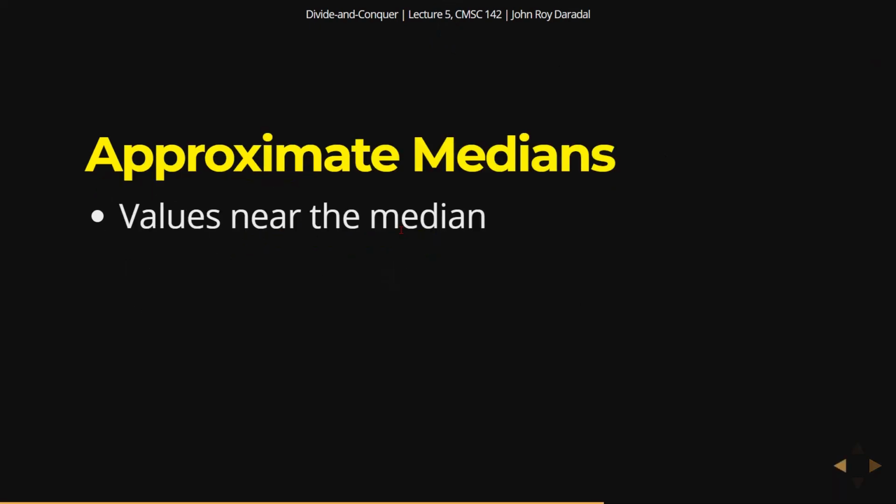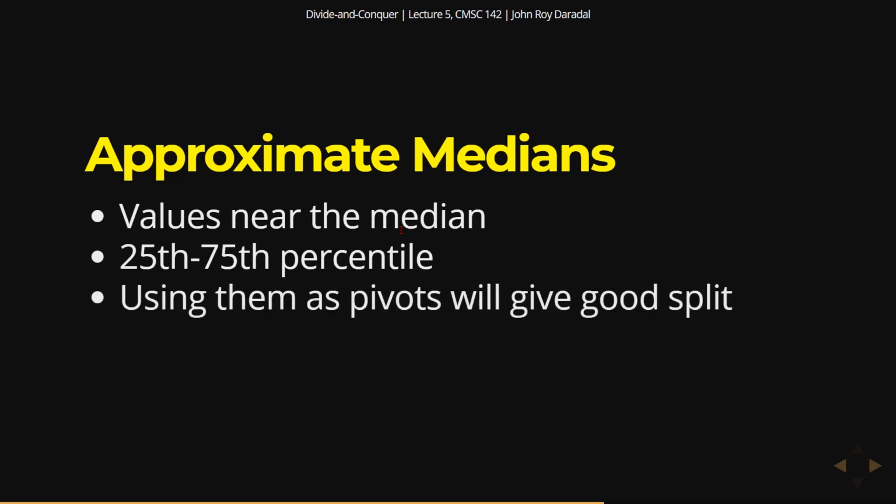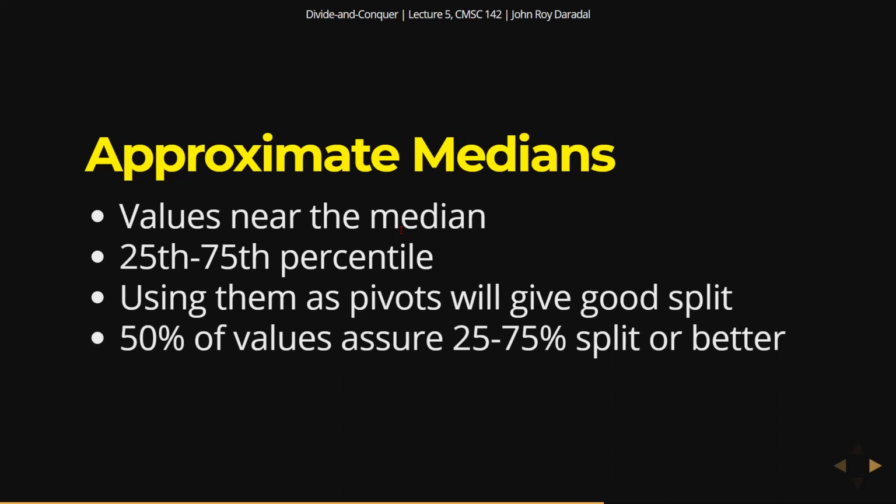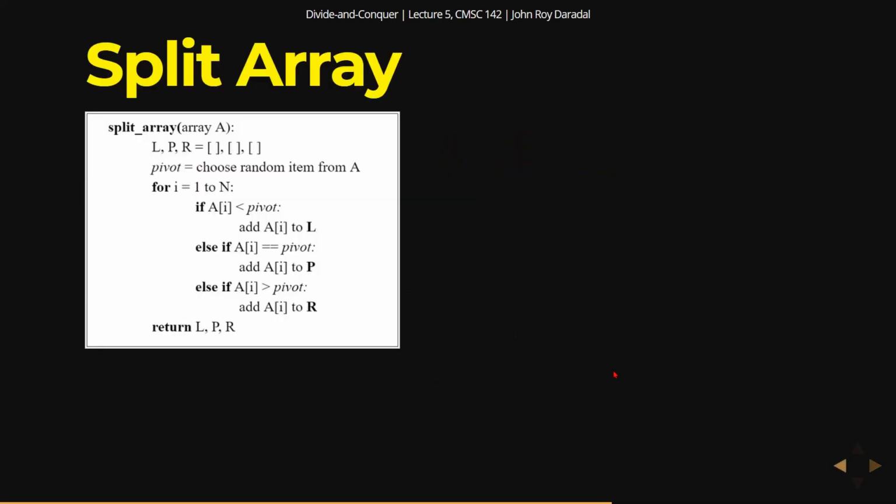Okay, so approximate medians are those that I mentioned earlier. So they're values near the median at around 25 to 75th percentile, and using them as pivots will give you a good split still. Okay, not exactly half, but you don't need it to be exactly half anyway. Okay, around 25 to 75 split is still good enough. Okay, and as I mentioned, 50% of these values assure you 25 to 75 split or better. So just pick randomly.